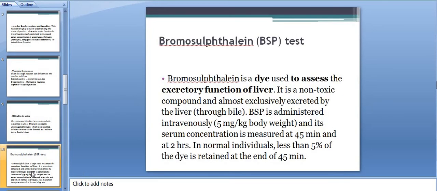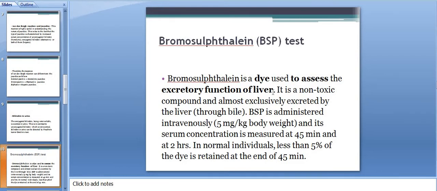Next, coming to the point, bromosulfophthalein test. Here, bromosulfophthalein is a dye used to assess the excretory function of the liver. It is usually a non-toxic compound and almost exclusively excreted by the liver through bile.